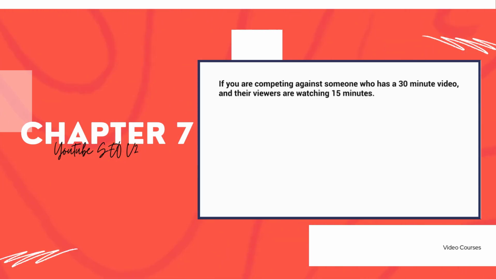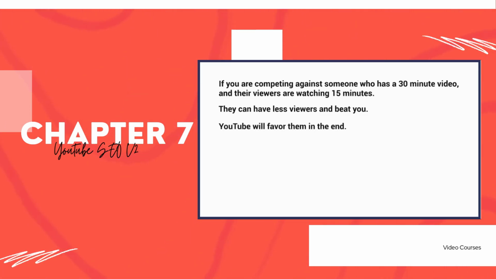If you're competing against someone who has a 30-minute video and their viewers watch 15 minutes, which is about 50%, well, guess what? Even if they have fewer viewers than you, they're going to beat you because they have a longer video. So if you got the 2.5, they've got the 15 minutes, they can send fewer people and still beat you. And YouTube will favor them in the end. Now that, of course, is assuming that the views are legitimate and people are actually watching. And that's why user experience is so important.